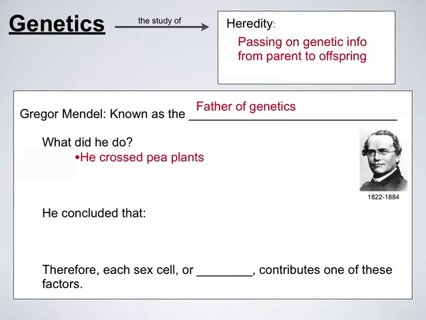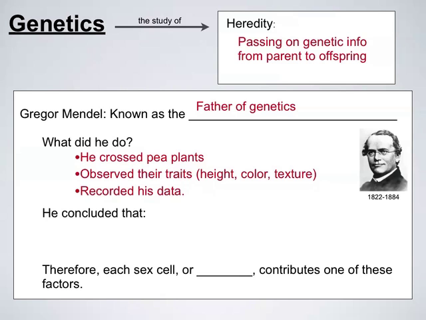And he did his work with pea plants, where he would breed pea plants together or cross them and see what the results were, see what their offspring grew to be like. He kept very, very careful records about the height of the plant, the color of the flowers, color of the peas, texture of the peas. He kept track of all of these various traits and kept very, very good data. And eventually looked at his data and came up with some conclusions.